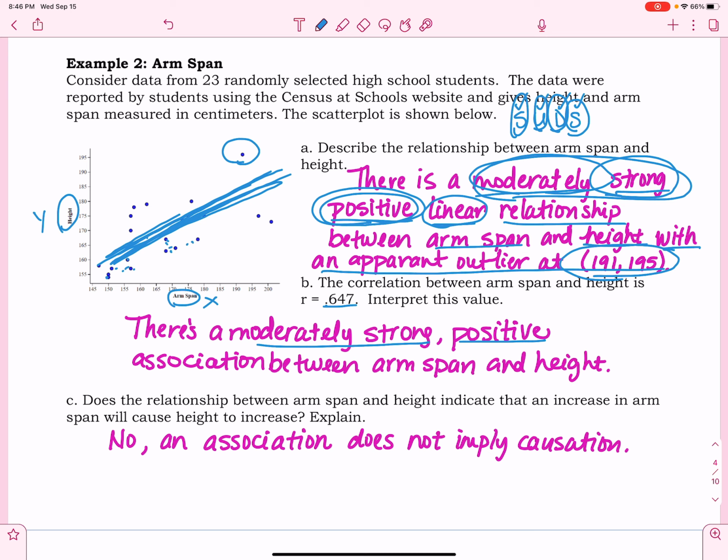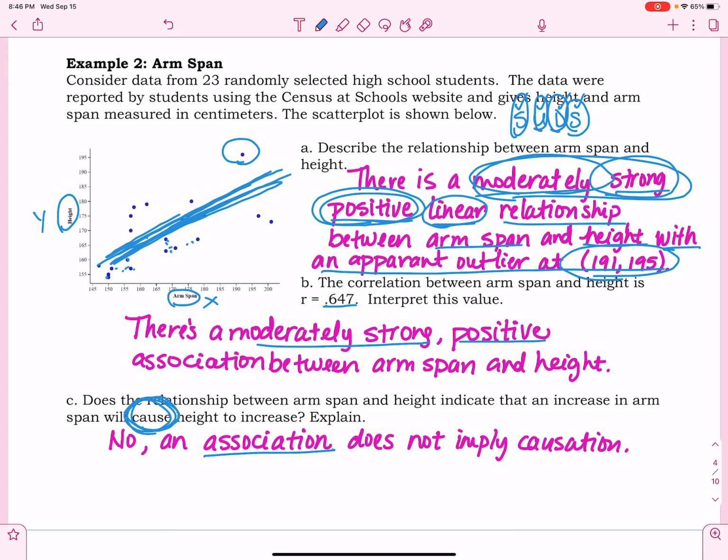All right, the last part here, part C, does the relationship between arm span and height indicate that an increase in arm span will cause height to increase? Let's explain. Well, this idea of causation should be a giveaway that this is not what is happening. Just because there's a positive linear association between arm span and height does not indicate that we have causation. So just because we have an association does not imply that we have causation. So please be careful about that.